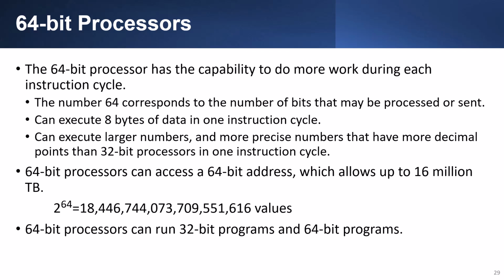The 64-bit processor has the capability to do more work during each instruction cycle if the program takes advantage of those capabilities. For example, if you had to do calculations on numerous 16-bit numbers, you can bring 4 of those into the processor at the same time and perform the calculation on all 4 values during the same clock cycle. 64-bit processors can access 64-bit addresses, which allows up to 16 million terabytes. 64-bit processors can run 32-bit programs and 64-bit programs.